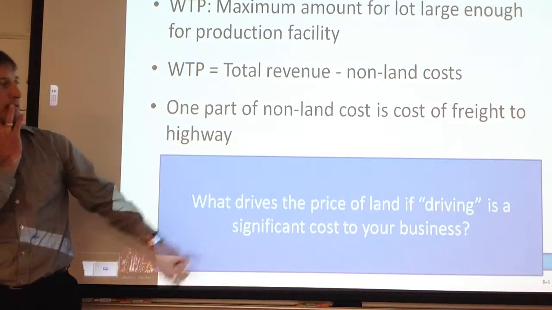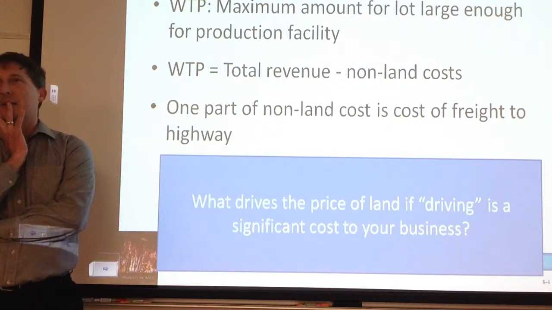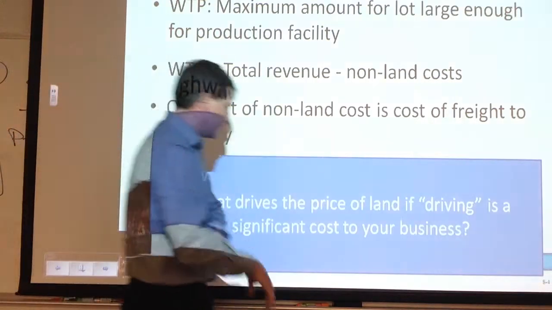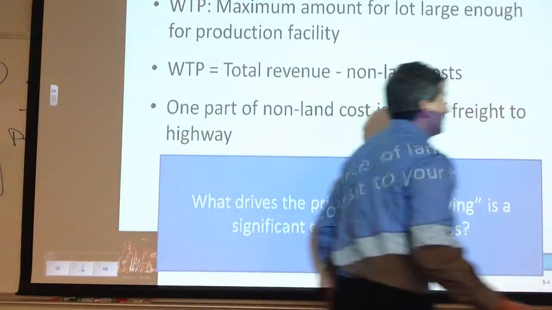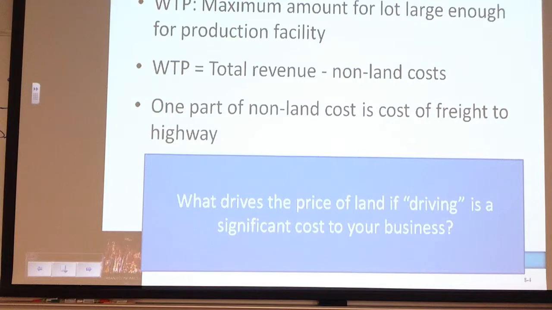What's going to drive that part of the land price? If we're on the east side of the city, and we've got a lot here and a lot here and a lot here, what's going to maybe drive the lot price? Those prices can be different, but if we're in a manufacturing setup where driving is a large part of our business, what is it going to be if the highway is here?